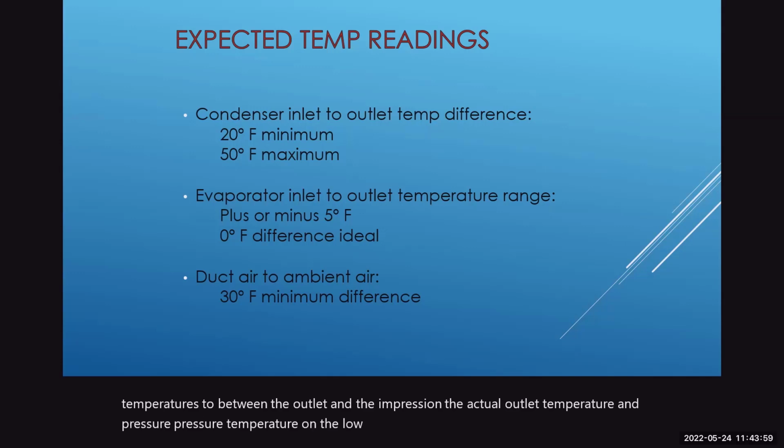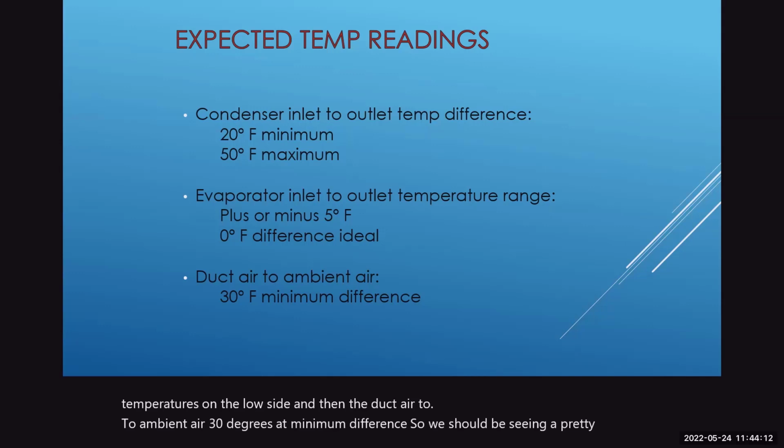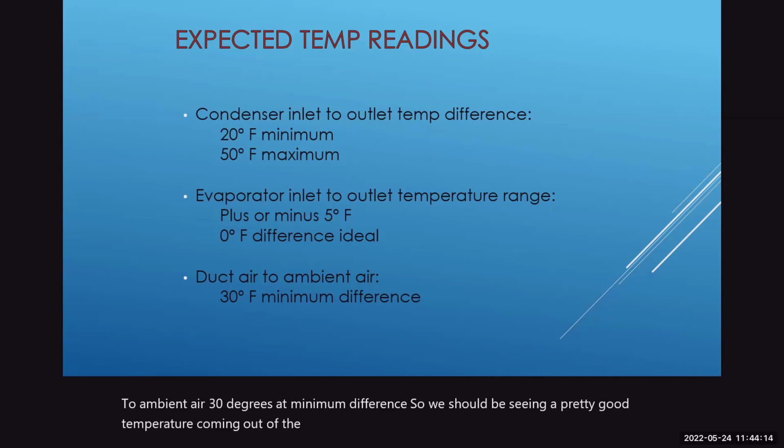And then the duct air to actual ambient air, 30 degrees at minimum difference. So we should be seeing a pretty good temperature coming out of the actual ducting. And look at that center. We should be having a good one. We shouldn't have too much spacing of temperatures.